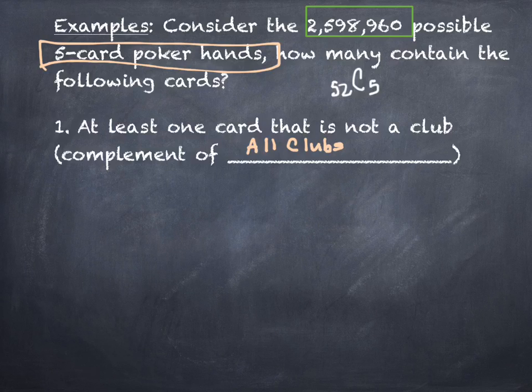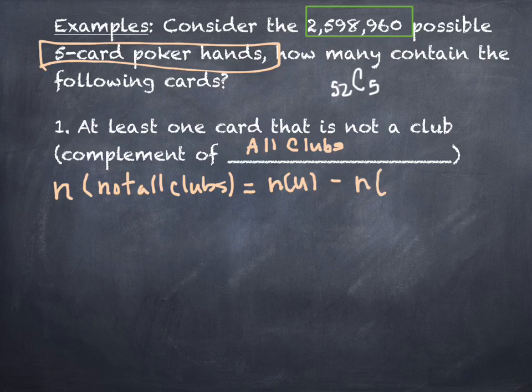But we're applying that formula that we just learned on the previous slide that says what I really want is not all clubs, the number of not all clubs. But the way that I find that is I find the number in the universal set, which I was given was the 2 million number, and I subtract off the number of items that are all clubs, which I've yet to find, but I will shortly.